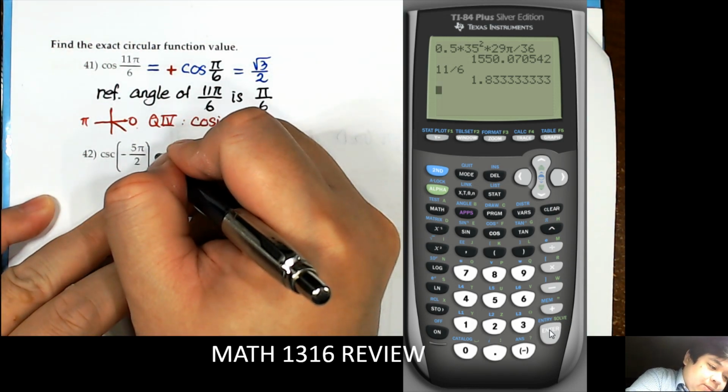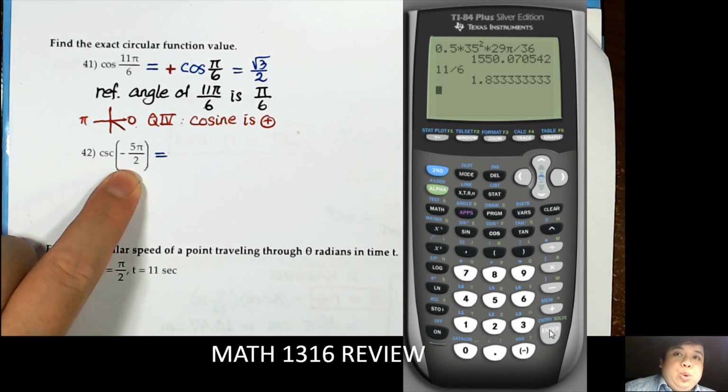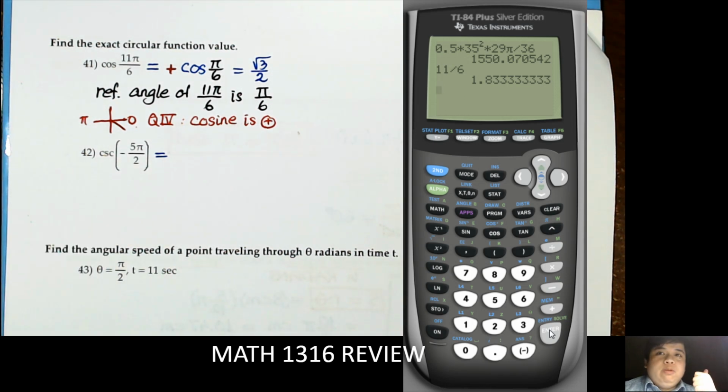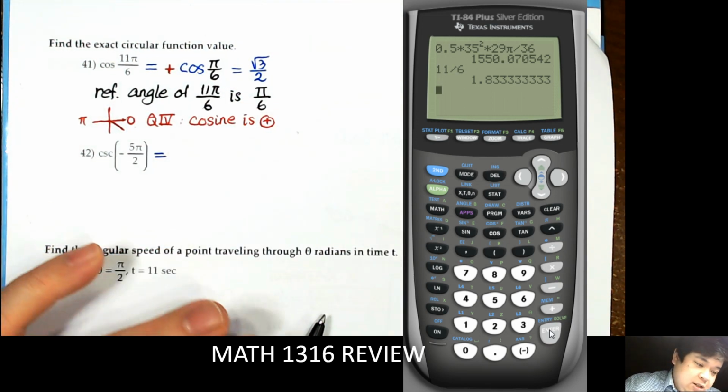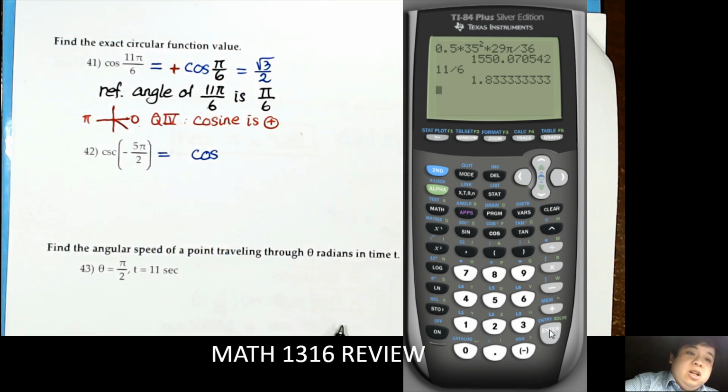Next, this is divided by 2 and that fraction is reduced. If it is a multiple of 2, 3, 4 or 6, then we just say the reference angle is very easy to determine. It will be just pi over 2.